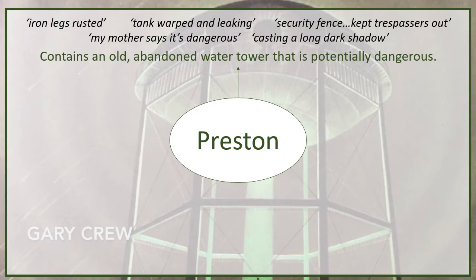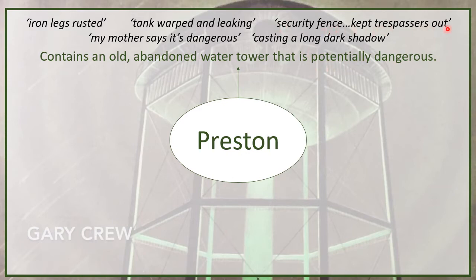So it says here, iron legs rusted. Now that helps me to recognise that it's old. Tank warped and leaking also helps me to understand that it's old, but then it might be potentially dangerous as well, because if it's leaking, then that's not great.